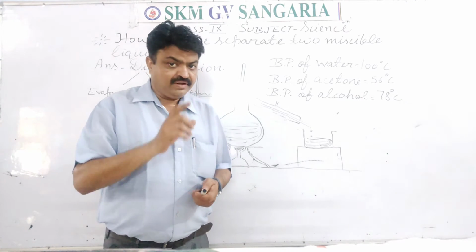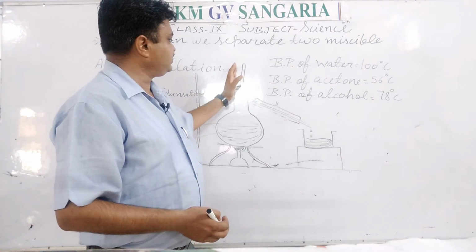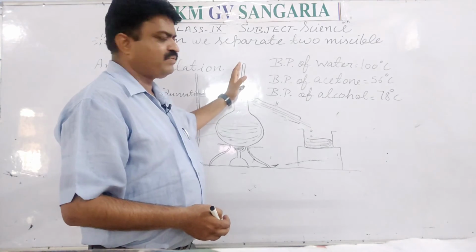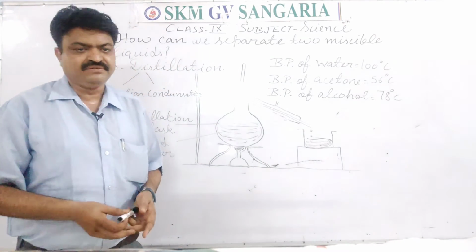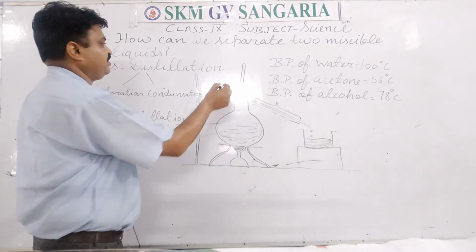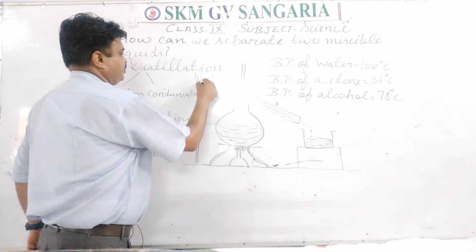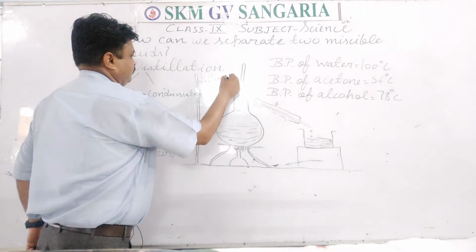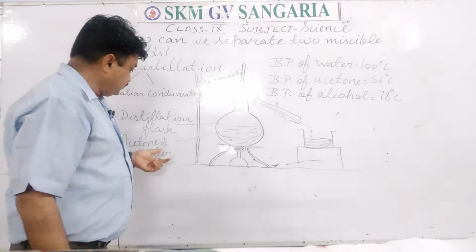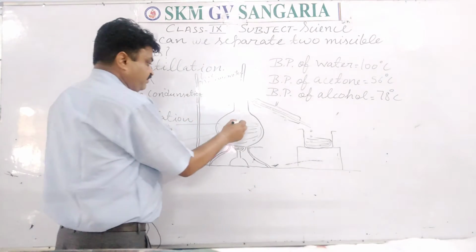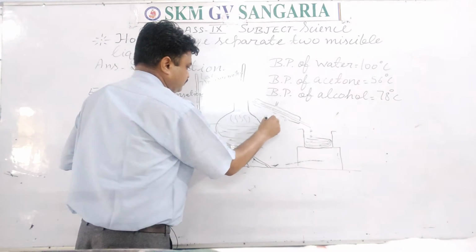Now how can we measure the temperature? We can easily measure the temperature with the help of a laboratory thermometer. The thermometer used in this is known as a laboratory thermometer, students. This is the lab thermometer. So the first liquid that will evaporate will be acetone.